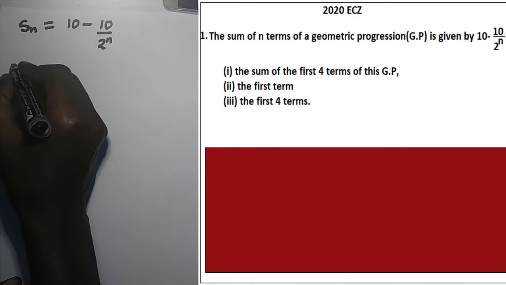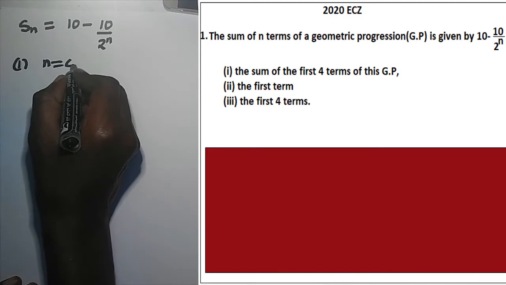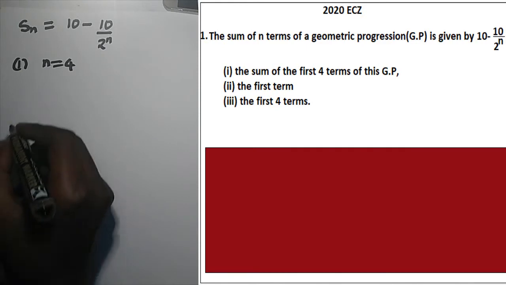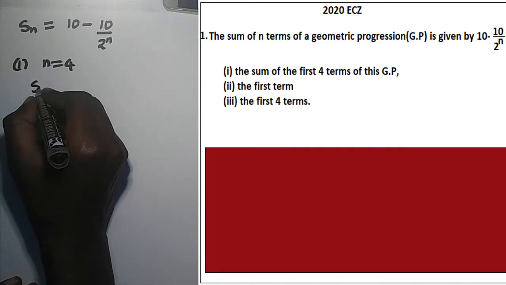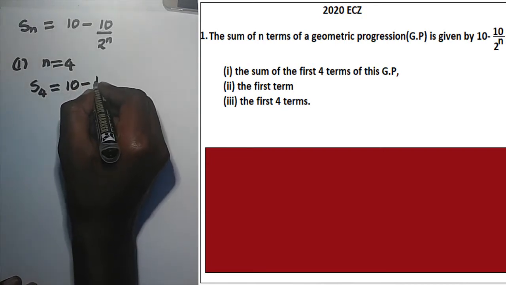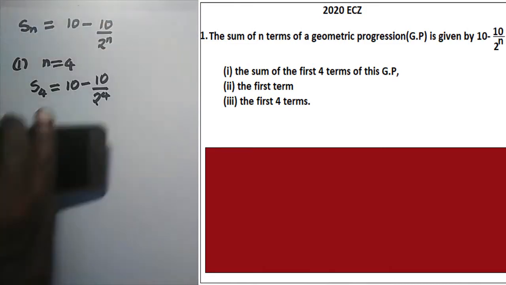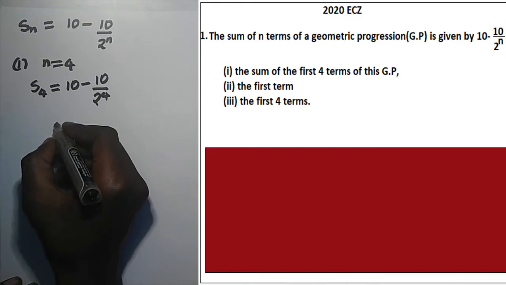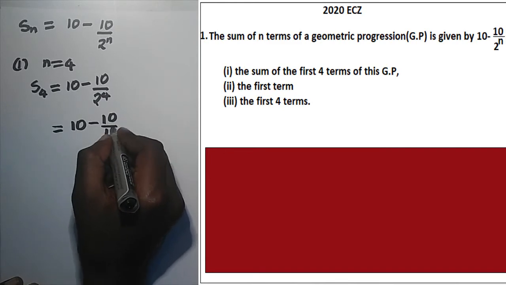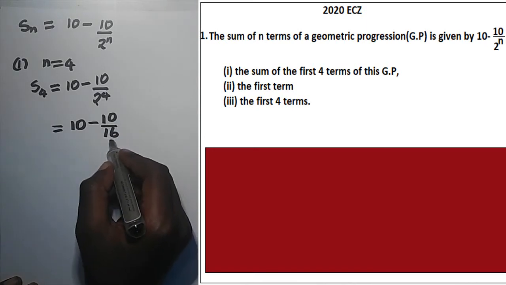So our first question is just asking us to substitute 4 where there is n. Or in short, we are saying find the sum when n is equal to 4 in this formula. So the sum of the first 4 terms, S4, is equal to 10 minus 10 over 2 to the power 4. So we are going to need our calculator for this one. And this is going to give us 10 minus 10 over 16, which we can simplify.